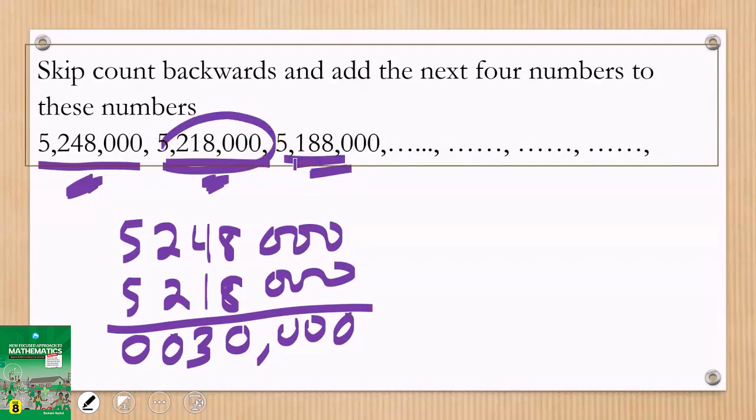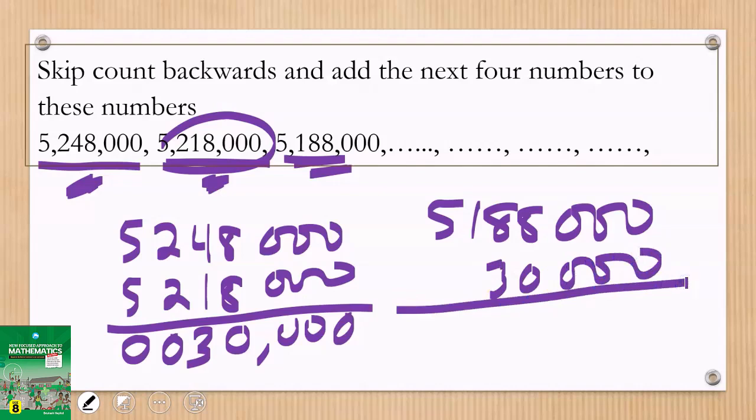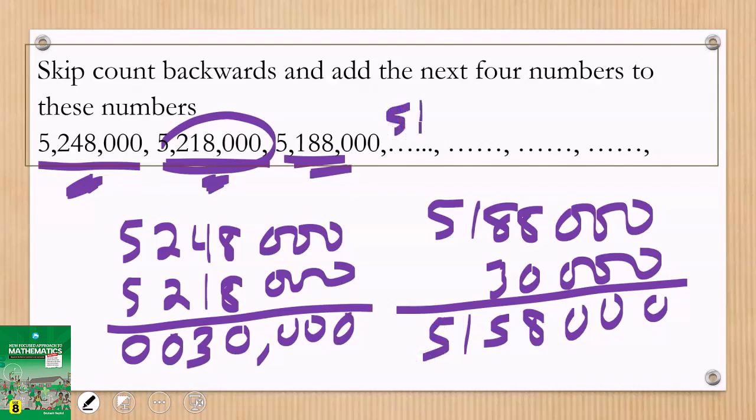So what we are going to do to get the next number is to do 5,218,000 minus 30,000. You are going to do this subtraction. Of course, the zeros remain zeros. Then we have 8, 1, 5. And so the next number that follows should be 5,188,000. So that's the immediate one that will come.